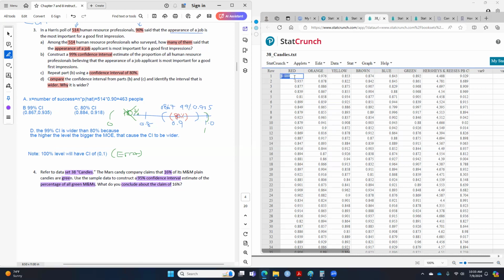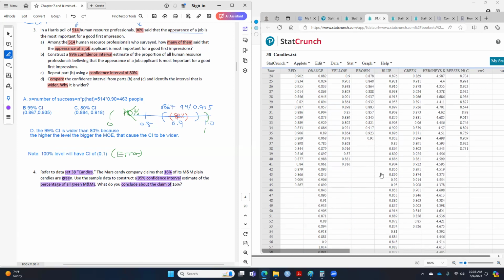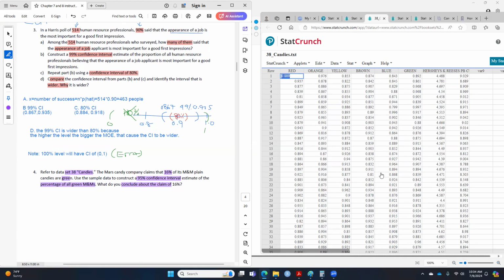I think it's in gram. And then he put it away, and then he picked another candy out from the bag, and let's say that is yellow, and he measured the yellow candy, and it's 0.853. And he repeated this through the whole bag. So that's why you get all these numbers here.